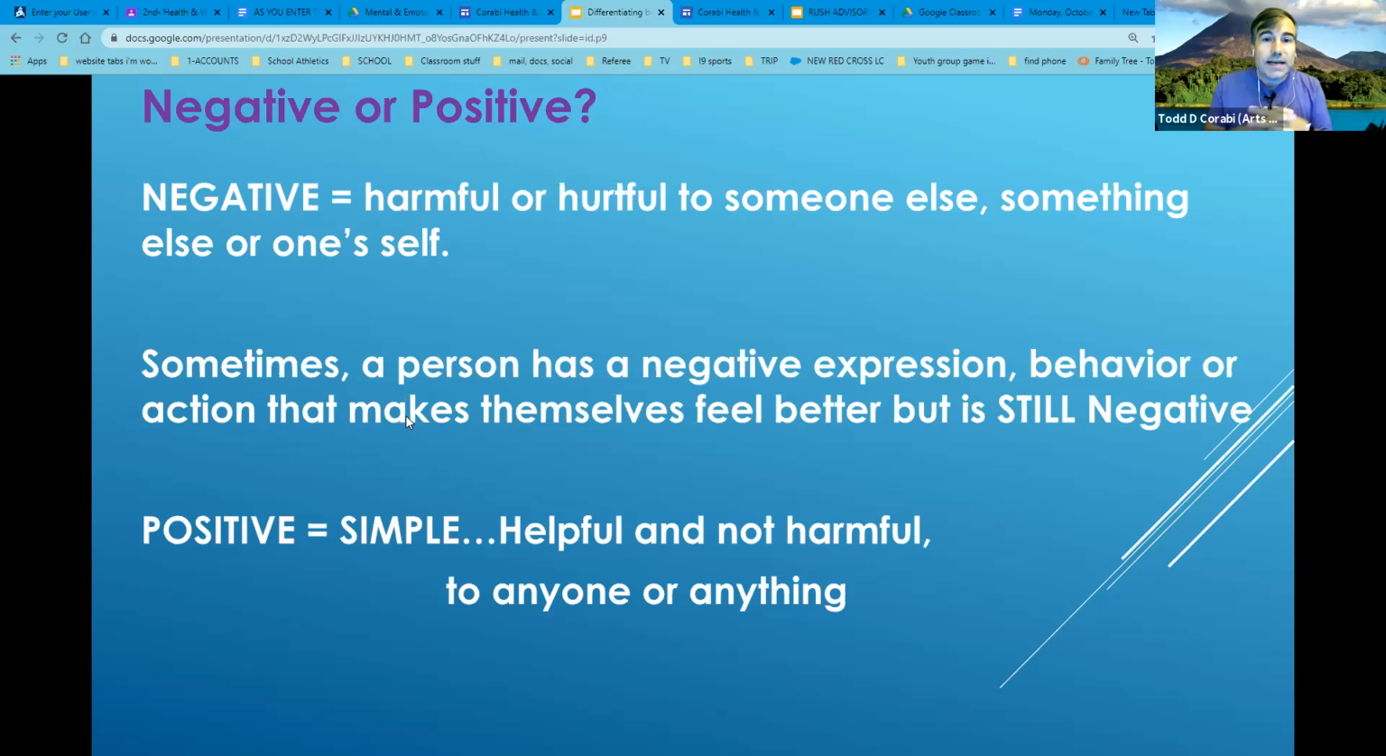So it is a negative coping strategy, but it is a coping strategy nonetheless. It's not because they don't know how to cope. It's because they don't know how, or don't use the tools that are the positive coping mechanisms.